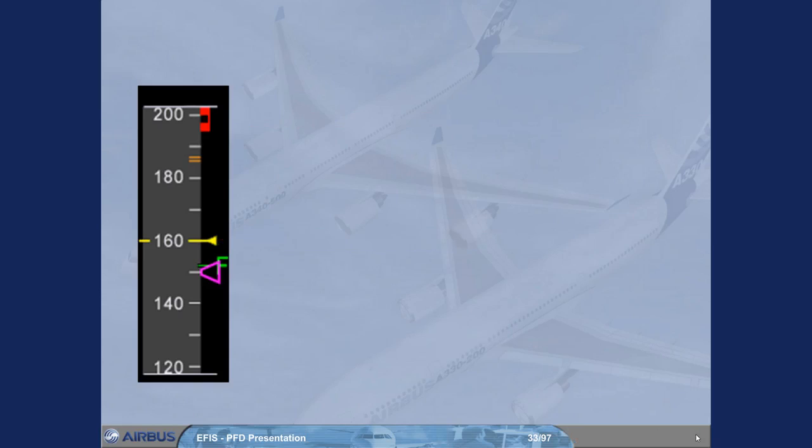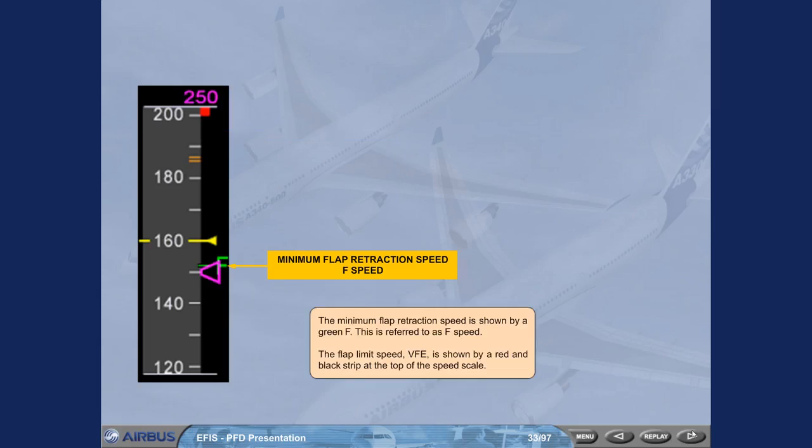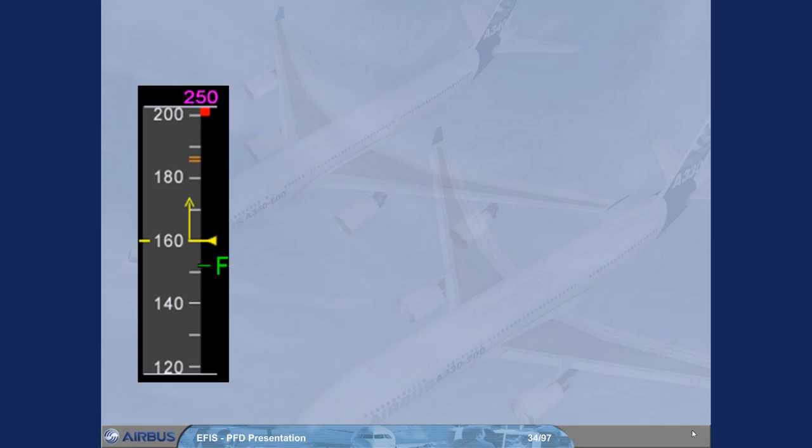The minimum flap retraction speed is shown by a green F. This is referred to as F speed. The flap limit speed, VFE, is shown by a red and black strip at the top of the speed scale. At acceleration altitude, the target speed jumps to 250 knots, and the aircraft is accelerated towards that speed. Notice that, since this speed is beyond the scale, it is shown above the scale as a number.